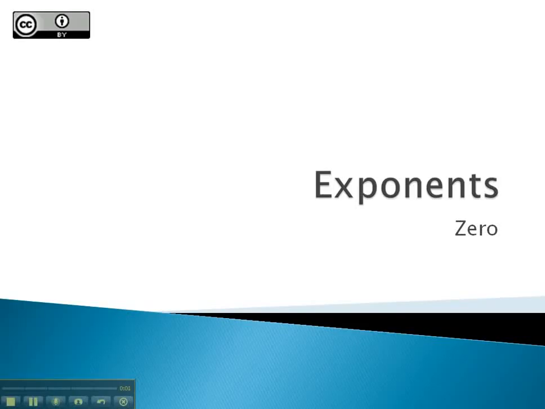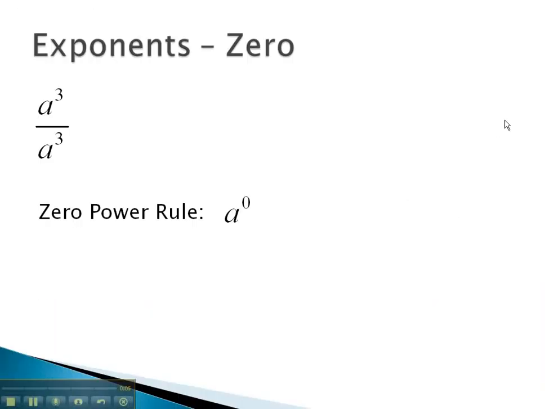In this video, we will look at the exponent 0 and how we can use it to simplify expressions. To begin investigating 0, we will consider the expression a cubed over a cubed. A cubed in the numerator means we are multiplying 3 a's. Same in the denominator, a times a times a. Notice as we simplify and divide out the a's, there are no a's left.